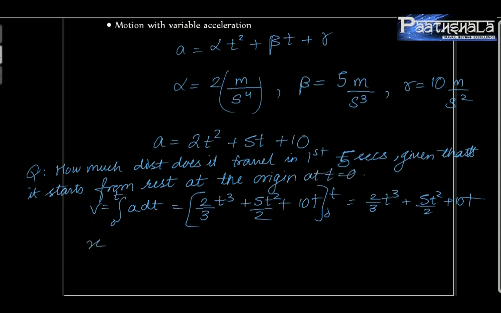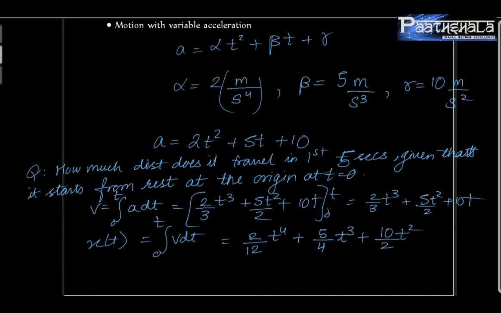So now we need x versus time, right? X as a function of time is nothing but integration of v dt. Again, time is from 0 to t. So the integration of this thing again now. So it's going to be 2 upon 12 t raised to 4 plus 5 upon 4 t cube plus 10 upon 2 t square. Correct? This is going to be the answer. So x as a function of time is this. So how much does it travel in the first 5 seconds?